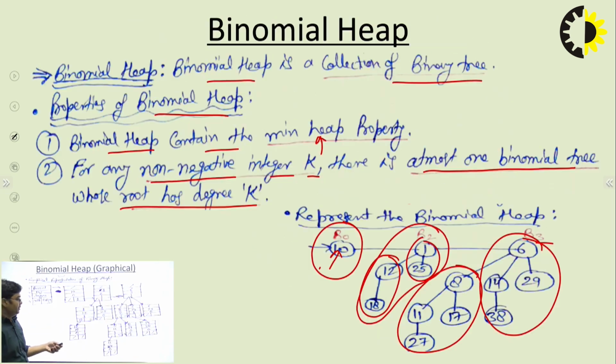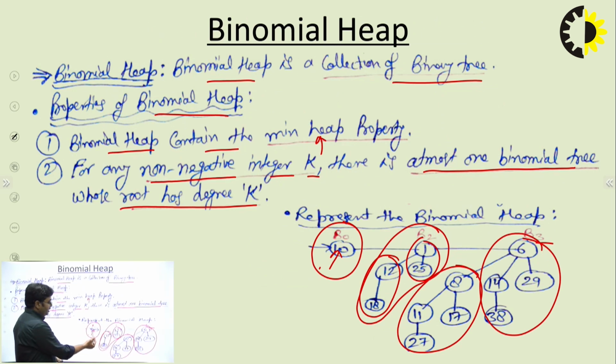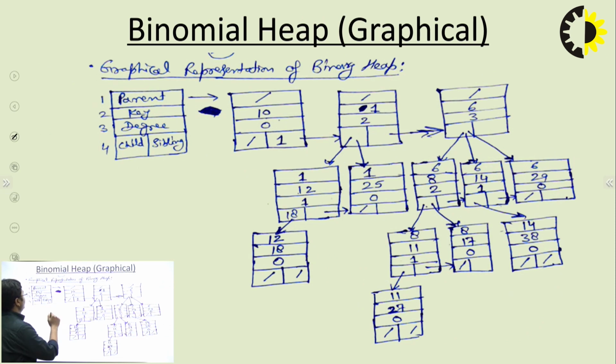Now the graphical representation of binomial heap. This is connected to this one, this is connected to this one. Then what is the graphical representation of this whole binomial heap? We are having 5 fields. The first field represents the parent node, the second one is the key, which means the value of that particular node, then the degree of that node, the value of its child, and the value of its sibling node.